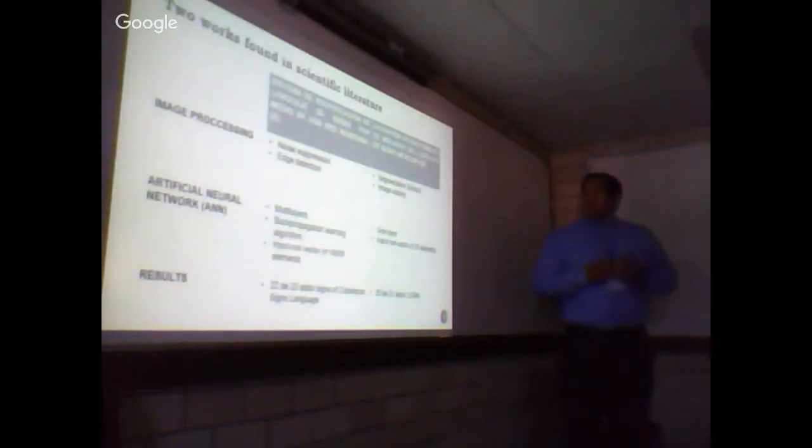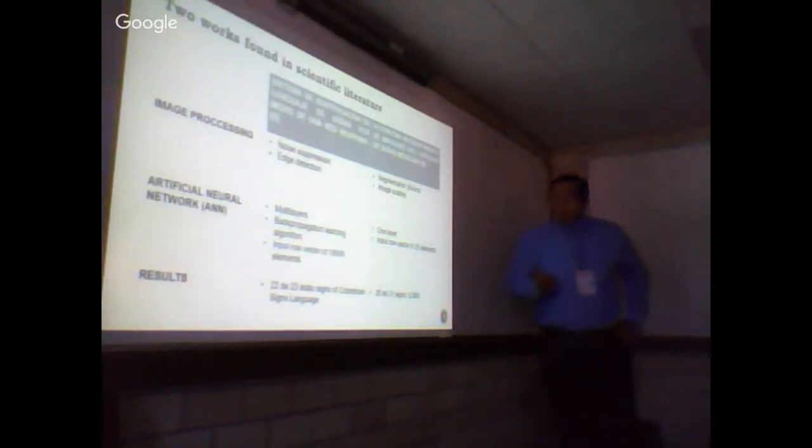There are two related works in the literature. The first is the Sistema de Identificación de Lenguaje de Señas con una red neuronal, for the Colombian sign language. And the second is the algoritmo de reconocimiento de imágenes del lenguaje mexicano, for Mexican sign language.